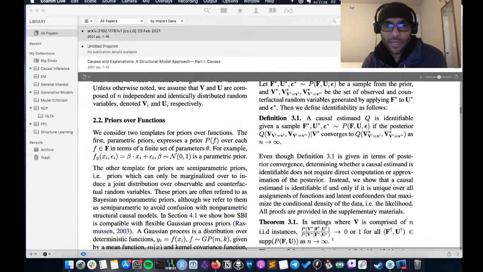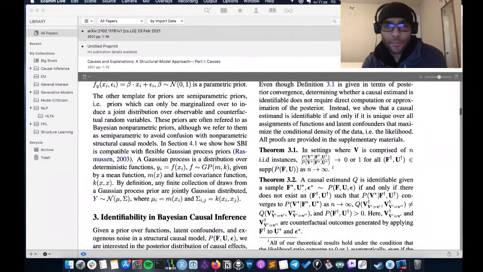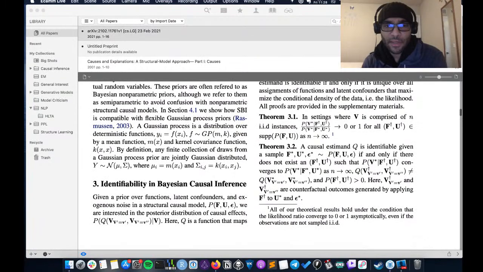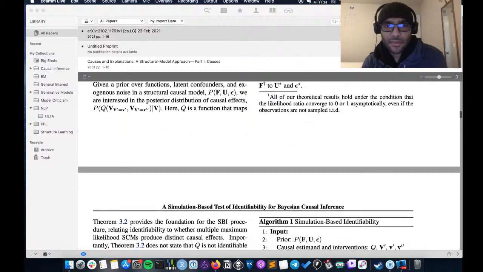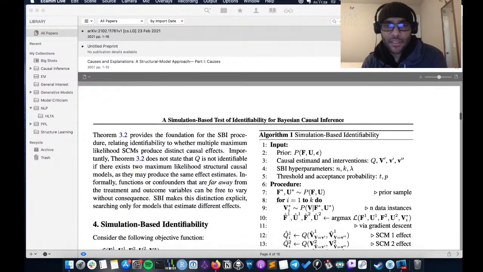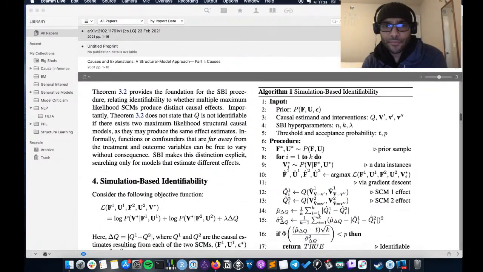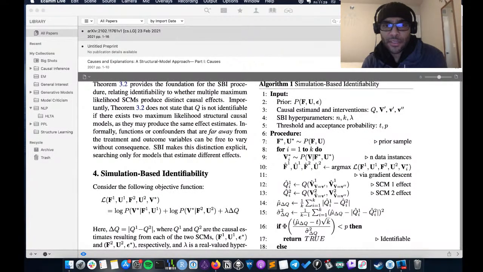So we're going to talk about priors. Right now I'm just giving a paper a scan. Got some theorems, identifiability. Let's look at the first algorithm here. We got some prior on, I guess, functions on some exogenous variables U. Not sure what epsilon is. Causal estimand and interventions. So we got a query. Whatever those are, I guess they mean interventions somehow.